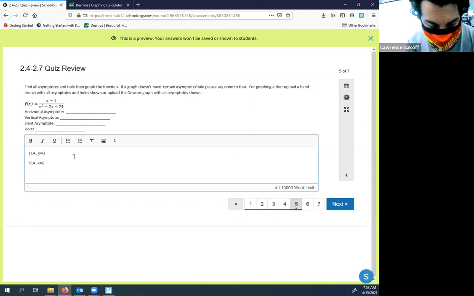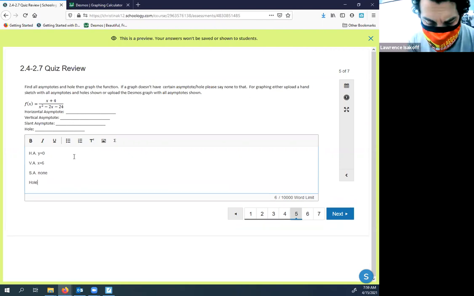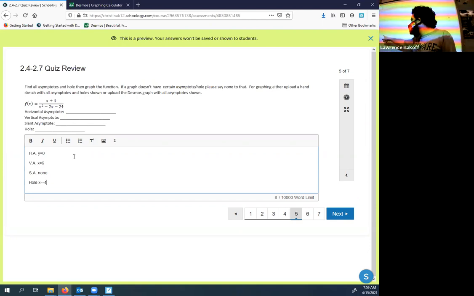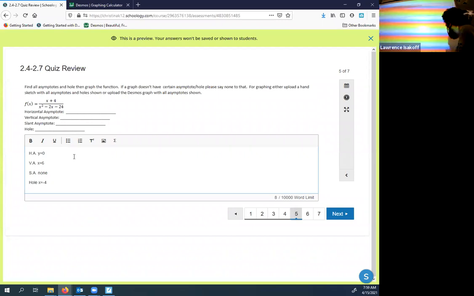And then I did ask for slant asymptote. My slant asymptote would be none. And then my hole, x equals -4. And then upload a picture of it as well. I don't care if it's a Desmos picture or a hand sketch.